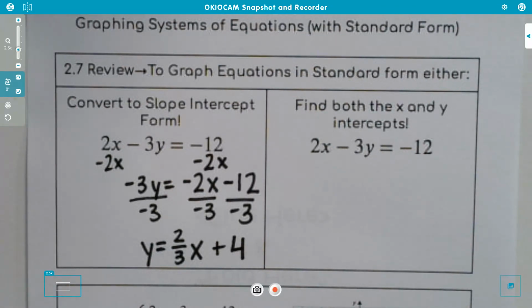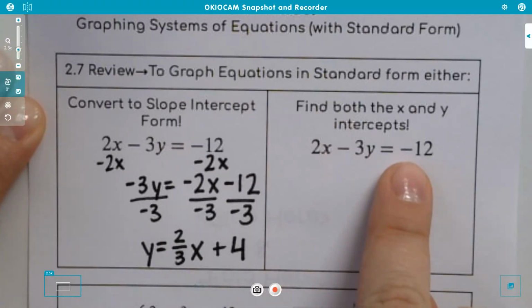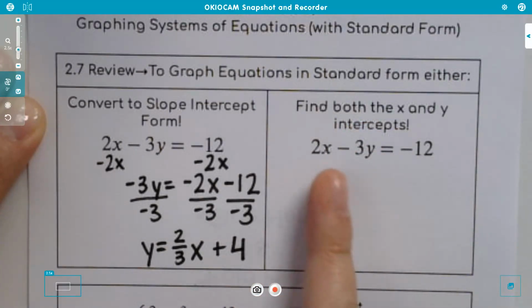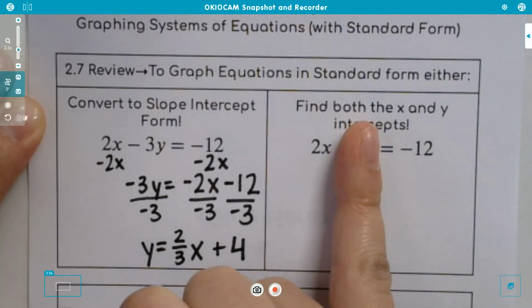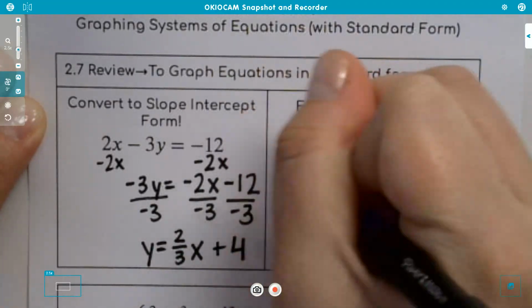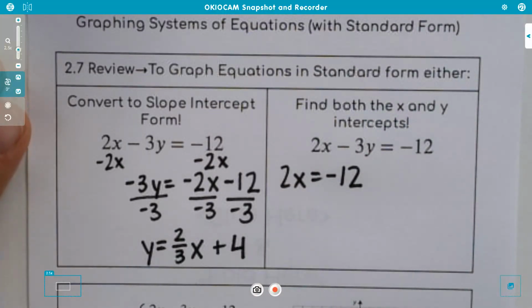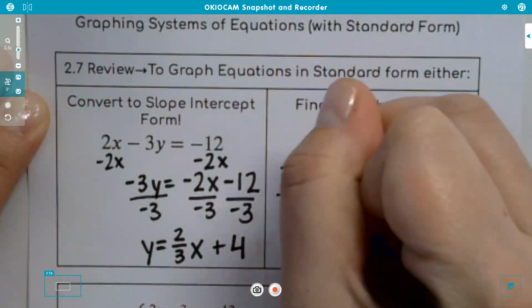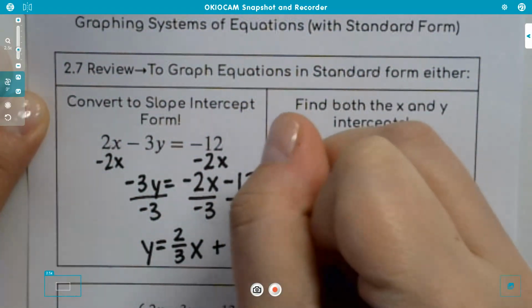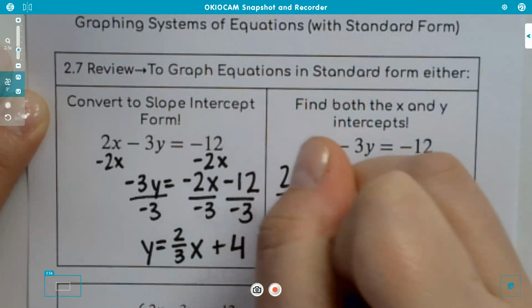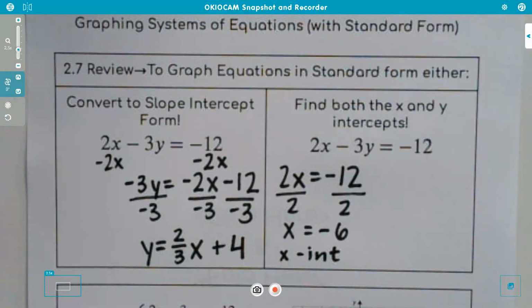Okay, it sounds like most of us in this hour preferred intercepts. So for the intercepts method, we are going to take this term, this 2x, and set it equal to negative 12. The reason we can do that is we can pretend like we're plugging in a 0 for y there. So negative 3 times 0 would just be 0. So 2x minus 0 is just 2x. So we're going to solve 2x equals negative 12. Divide both sides by 2. And I get x equals negative 6, which is my x-intercept.